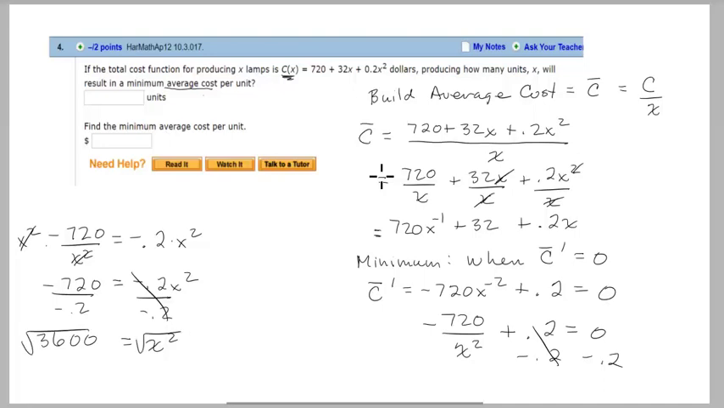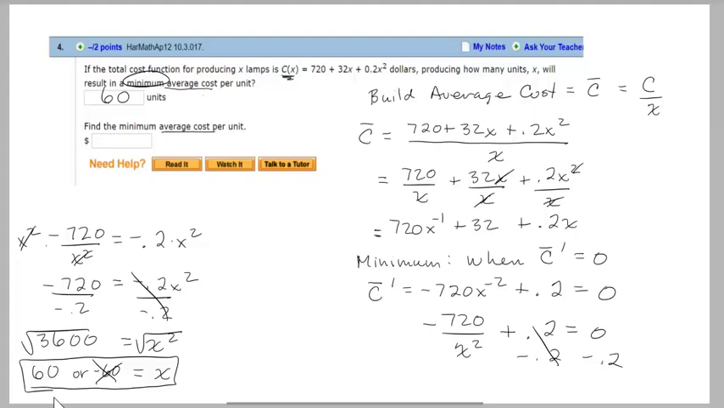Then I can square root it. X will be 60, or okay, negative 60, except x represents a number of units, and so the negative doesn't make any sense. So now I have a single value for my critical point, and they were asked for a minimum, so that means my minimum will happen at that critical value of 60. And then the next part, find the minimum average cost per unit.